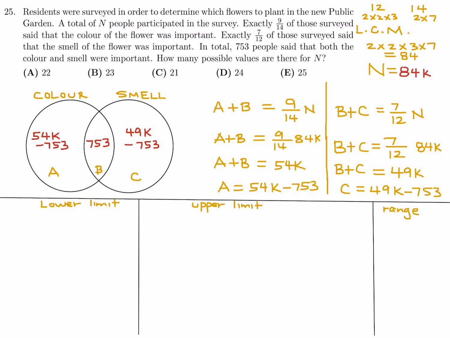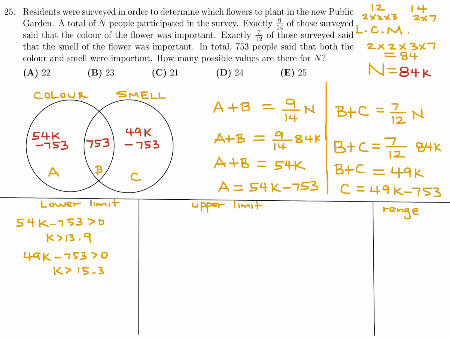Well, we know that A is equal to 54K minus 753 and C is equal to 49K minus 753. Both of those obviously have to be integers, so both of them have to be positive. That gives us our lower limit. 54K minus 753 has to be greater than 0, so K is greater than 13.9. And 49K minus 753 also has to be greater than 0, so K is greater than 15.3.